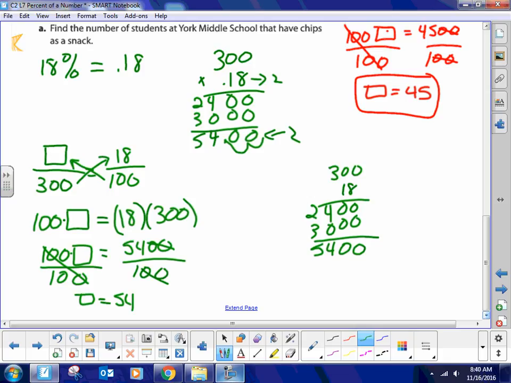I do not like the fractions. If you like the fractions, deal with the fractions. I'm not a big fan of it. So do that how you will. All right, let's go to the next one.